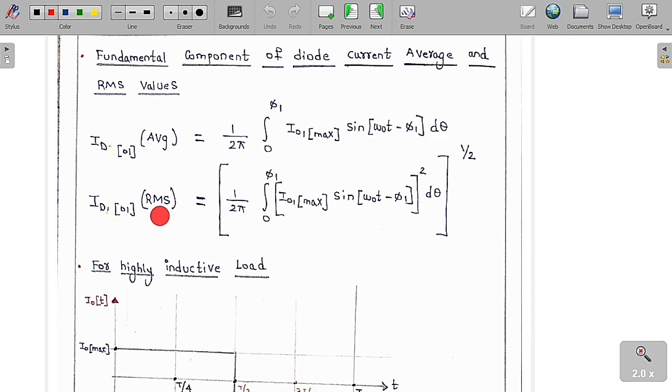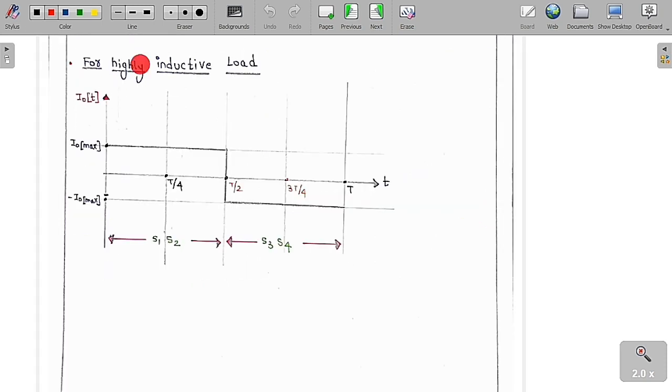The RMS value of the fundamental component of the diode current is equal to root over 1 by 2 pi integration from 0 to phi 1 of the fundamental component of the output current in this range, which is I01 max sin of omega naught t minus phi 1, whole square into d theta. If you solve this, we are going to get the RMS value and the average value of the fundamental component of the diode current. Suppose the load is highly inductive, what is going to happen? If the load is highly inductive, the resistance is very, very less, so the current will be almost constant.